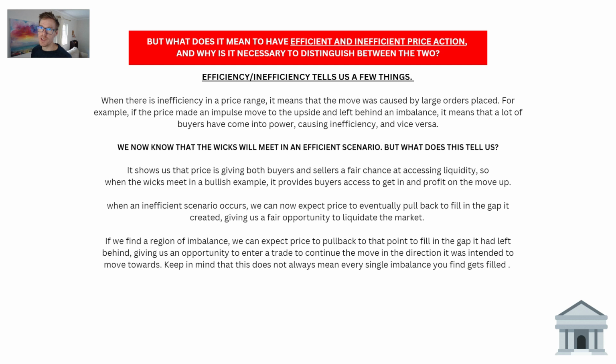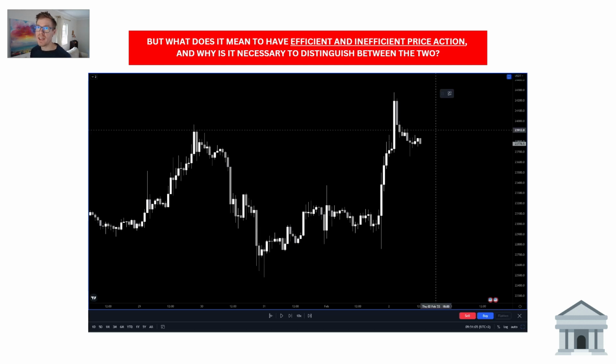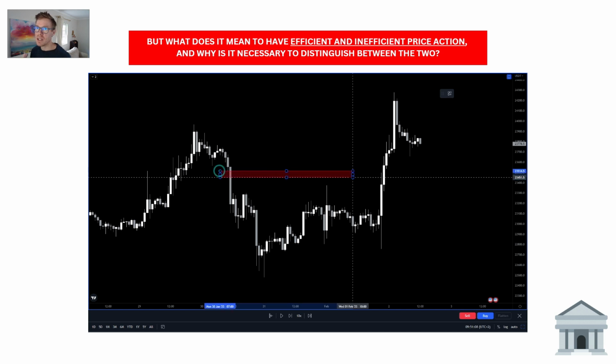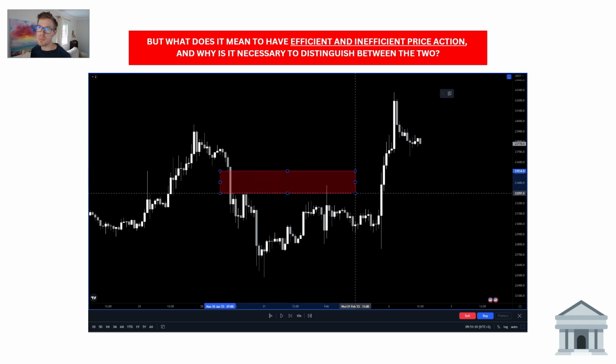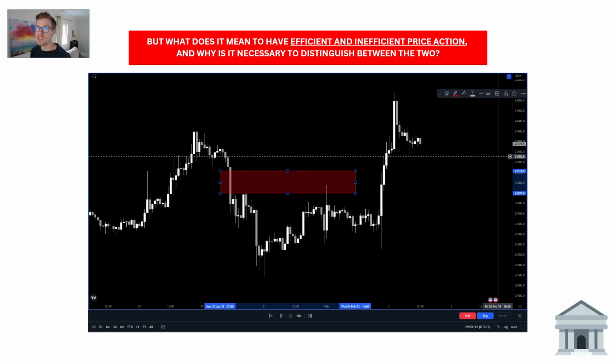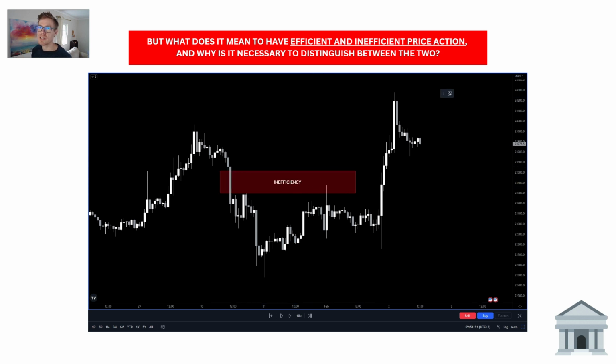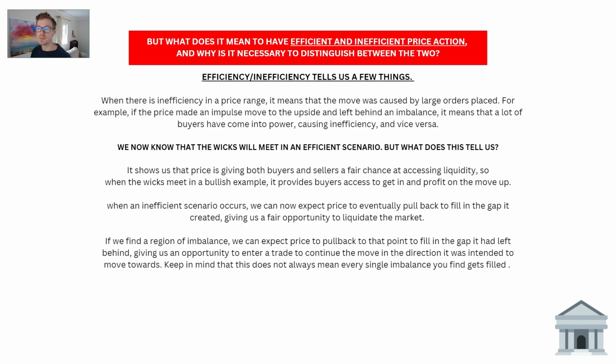It tells us a few things. It shows us that price is giving both buyers and sellers a fair chance in accessing liquidity. And we can expect price to come back into these zones and fill them in, giving us this opportunity to liquidate the market. If we find a region of imbalance, we can expect price to pull back into that area and then continue to move in the direction that it was intended to move. Keep in mind, though, that this doesn't always mean every single imbalance will get filled.